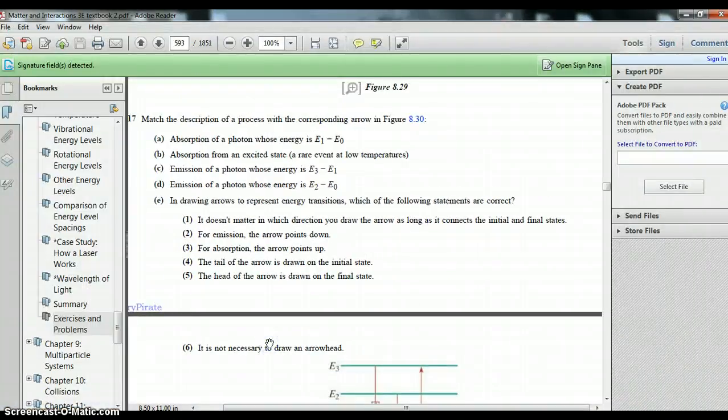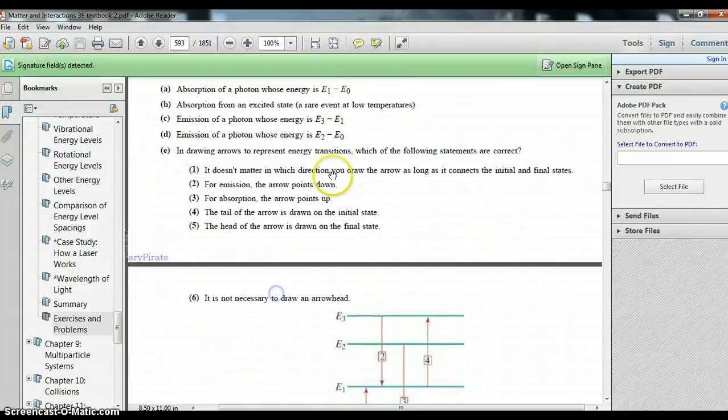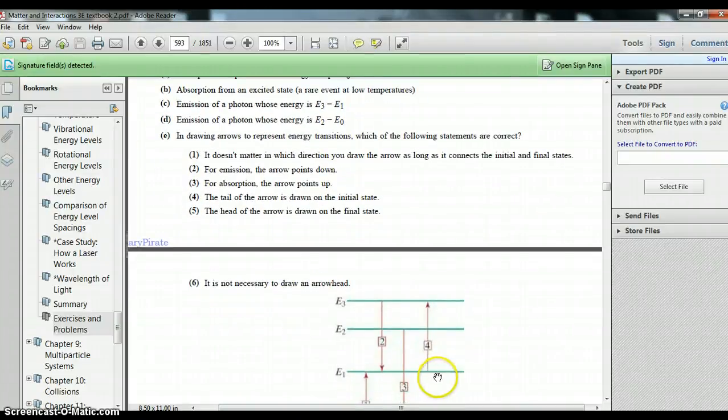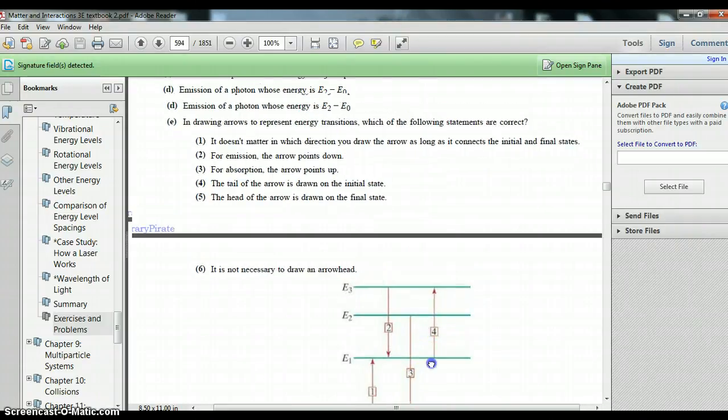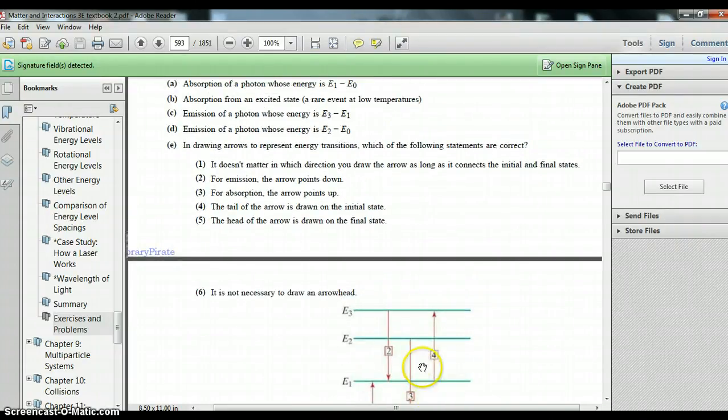Part B asks absorption from an excited state. Because this is a very rare event, because this usually never really happens, it's going from energy level E1 to E3. So that is absorption from an excited state.